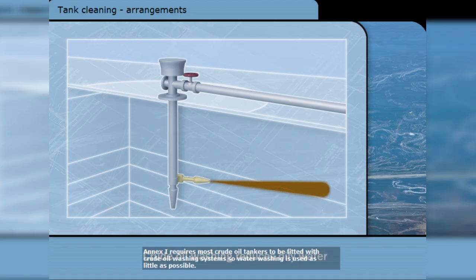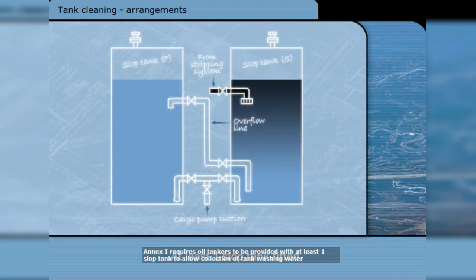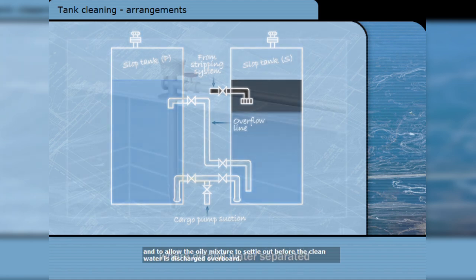Annex 1 requires most crude oil tankers to be fitted with crude oil washing systems, so water washing is used as little as possible. Even on a crude oil tanker, water washing of cargo tanks will be necessary sometimes. Annex 1 requires oil tankers to be provided with at least one slop tank to allow collection of tank washing water, and to allow the oily mixture to settle out before the clean water is discharged overboard.